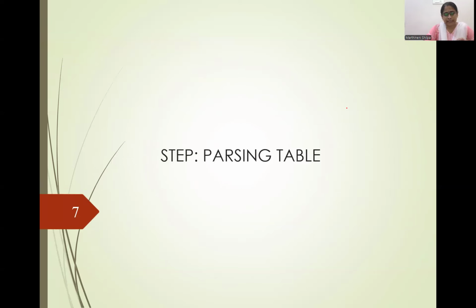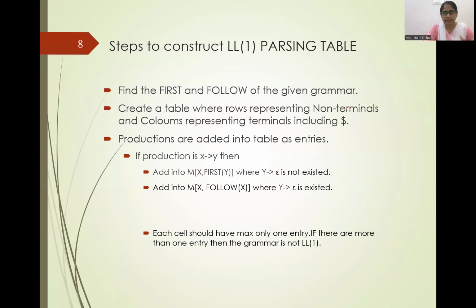Now the main point in this parsing algorithm is the parsing table. The parsing algorithm communicates with the input buffer, the stack, and the parsing table. Depending on the current input symbol read from the input buffer and the top of stack element, it will check the entry in the parse table. Based on the entry, that production will be replaced in the stack. The top of stack non-terminal will be replaced by that production.